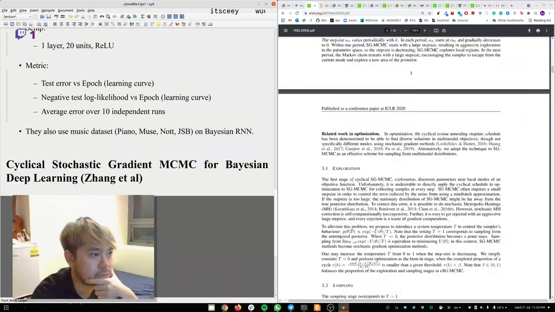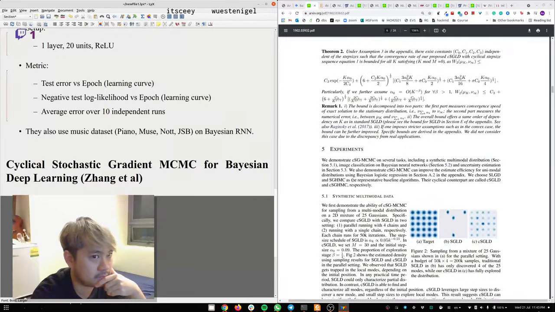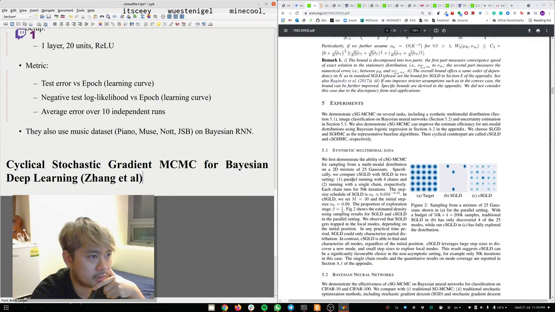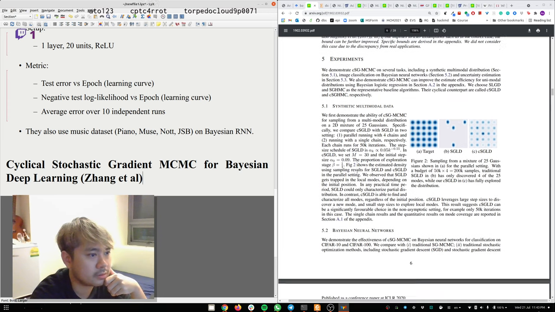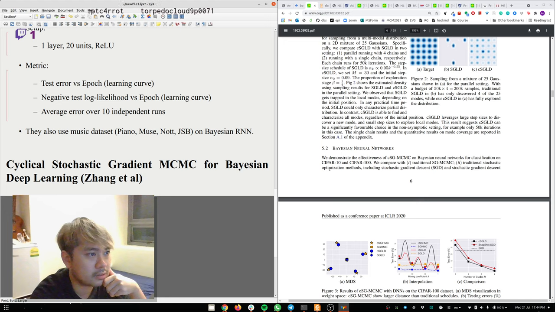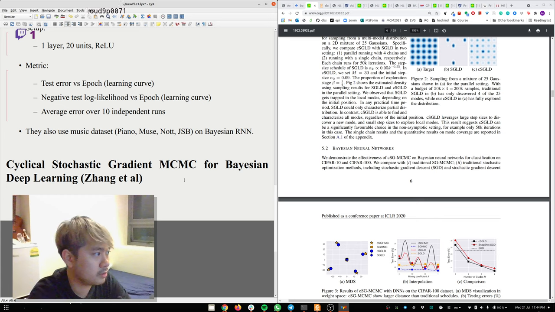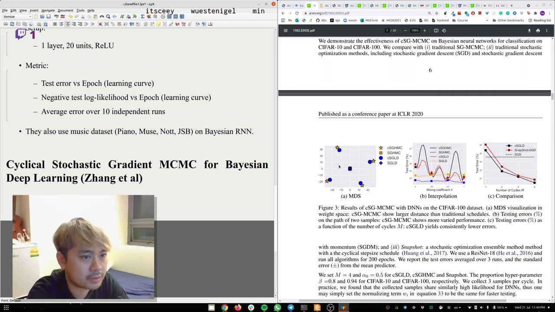Okay, so let's move past the theory. Okay, so they're doing multimodal stuff. Wait. Yeah, this one. Okay. CIFAR 10 and CIFAR 100. Okay, this is what I'm interested in.